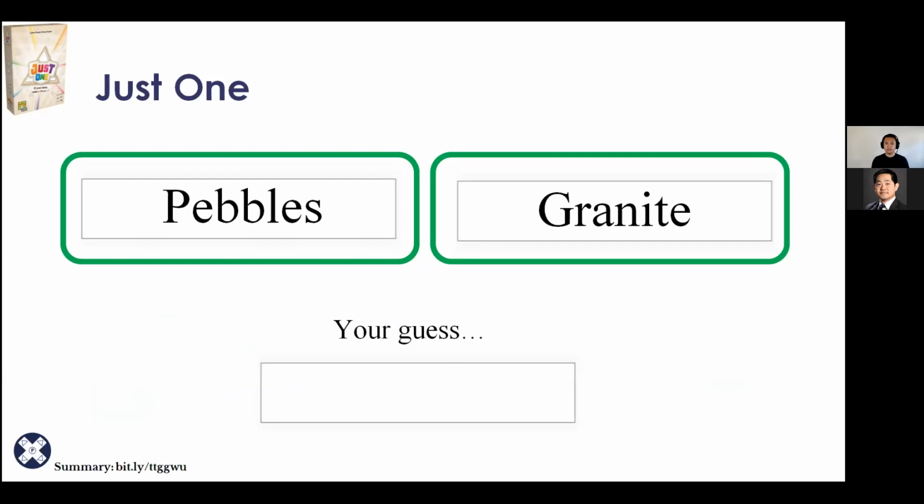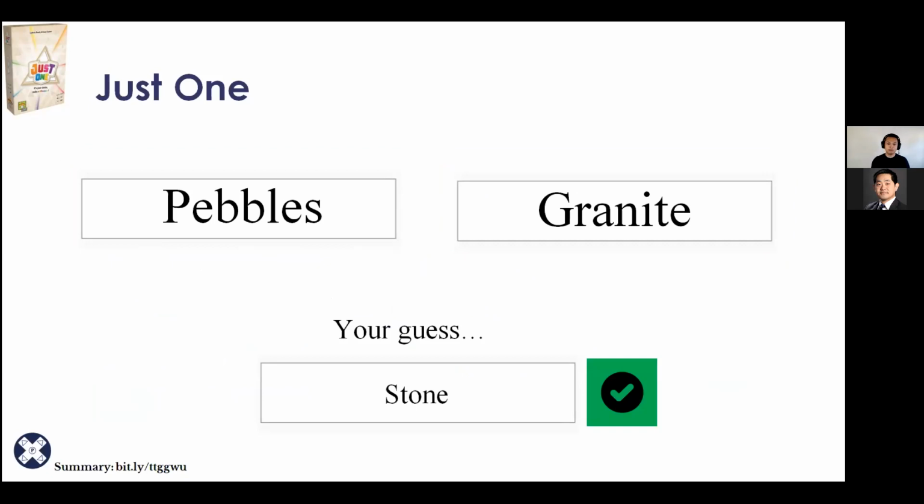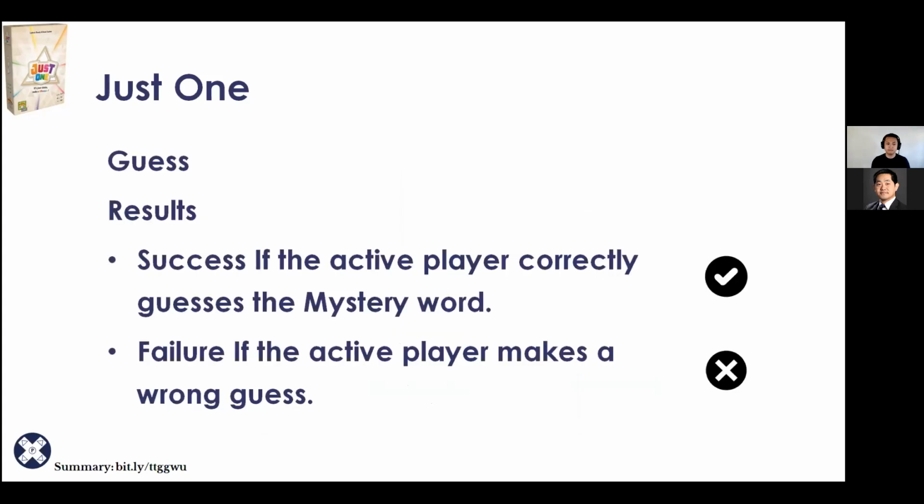So let's go back to my individual clues here. I have pebbles and I have granite. Based off of that, I would write stone. And if I wrote stone, I would get it. Yay, that card now goes in our positive pile. However, if I were to write anything else like bedrock, that would be incorrect because that was not the word I'm trying to guess. It would go into our negative points pile.